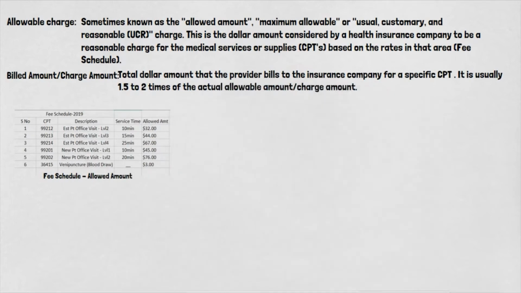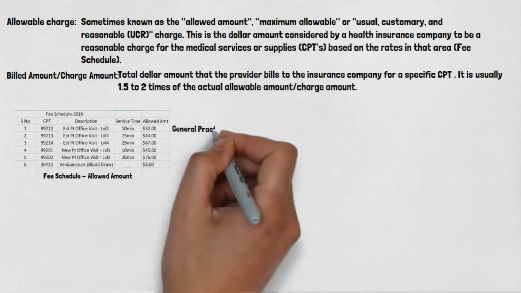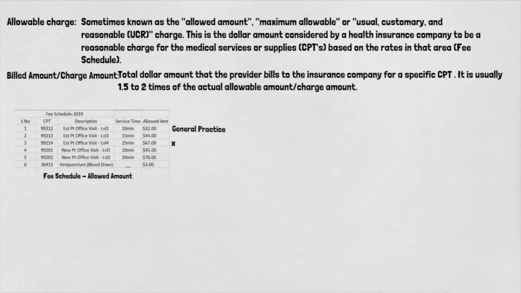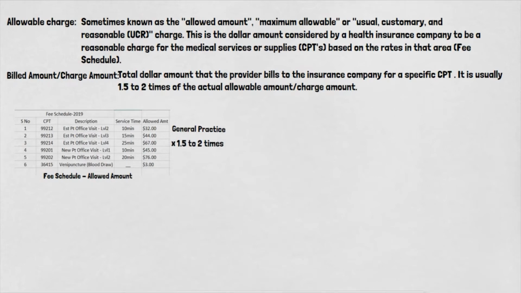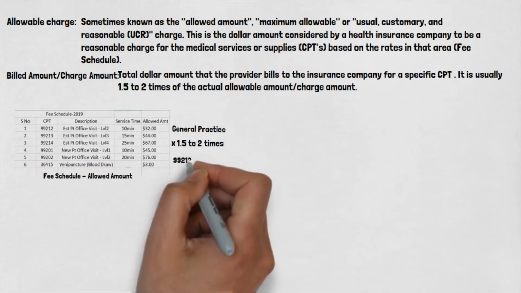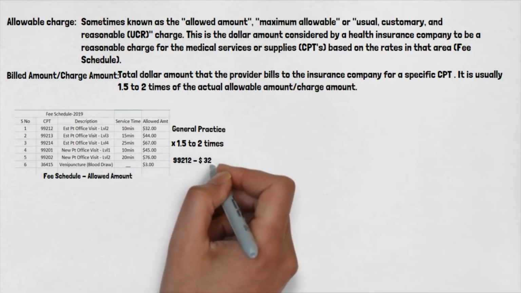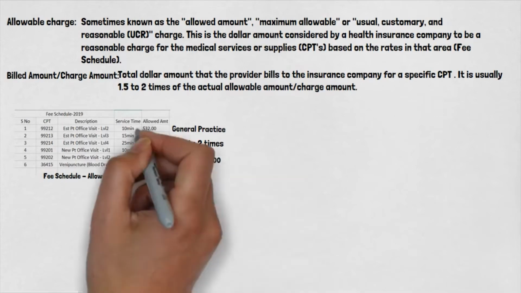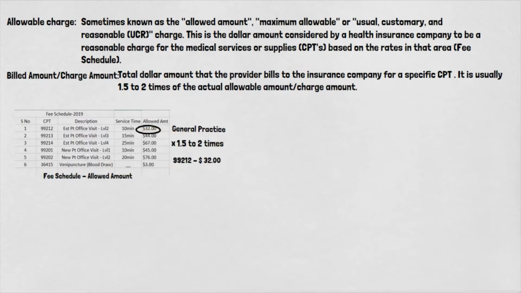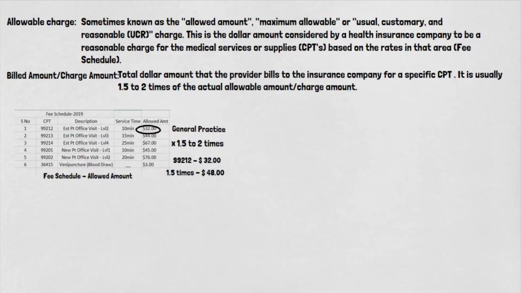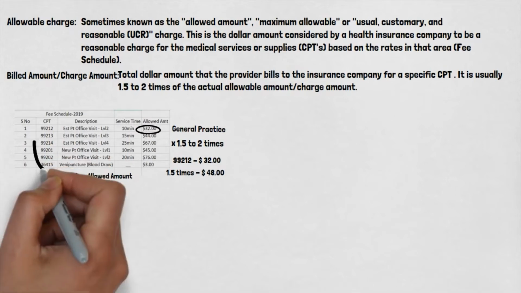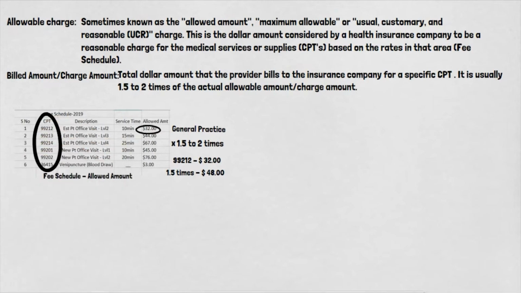This is the dollar amount that the provider bills to the insurance company for a specific CPT code. It is usually 1.5 times to 2 times the actual allowed amount. Now it's a general practice for providers to bill insurance companies 1.5 times to 2 times the actual allowed amount. Now let us take the example of 99212. As per the fee schedule, the allowed amount is $32. But when we bill the insurance company, we are going to bill it with $48, which is 1.5 times $32.